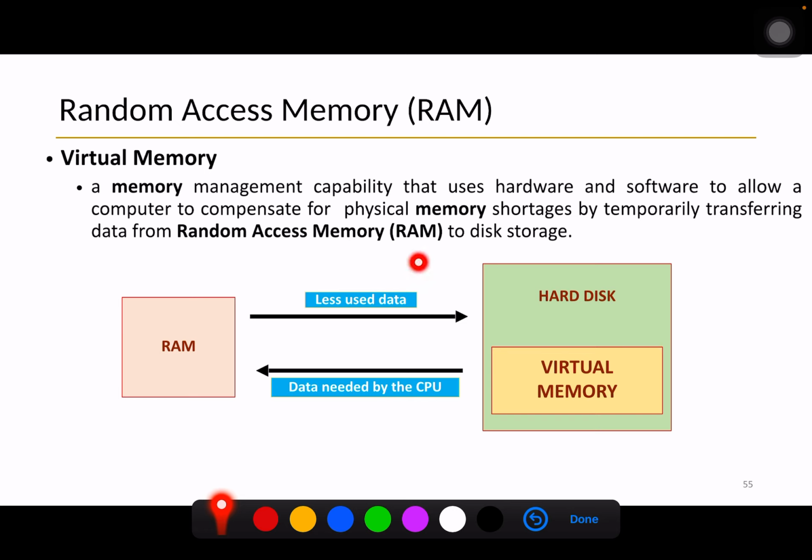access memory ataupun RAM. Why hard disk pula tiba-tiba jadi RAM? Because sometimes RAM is not capable. Dia punya capacity is not enough. Okay, then dia terpaksa minta tolong dengan hard disk to act sebagai RAM, iaitu kita panggil dia virtual memory.